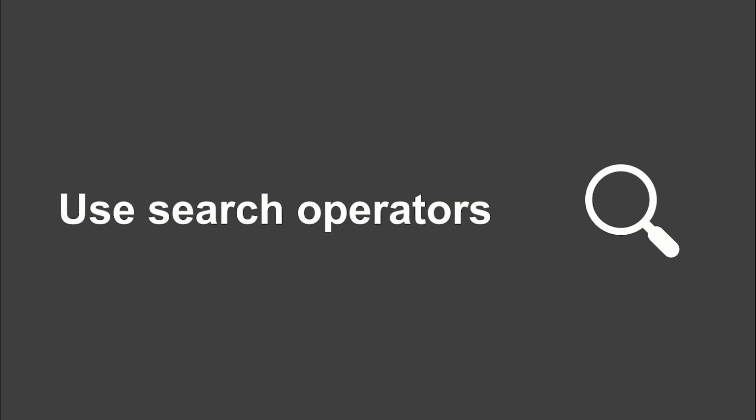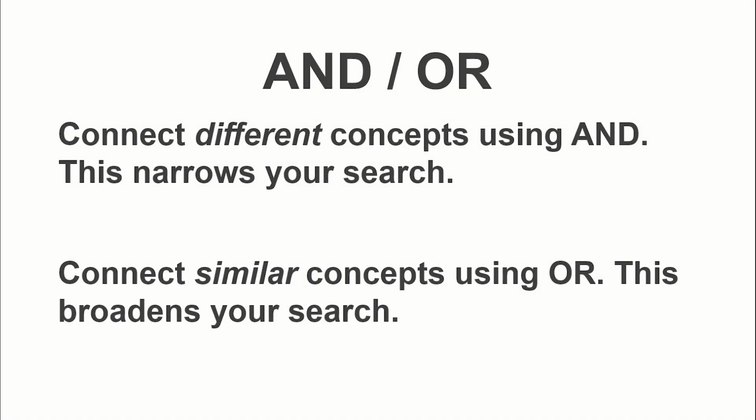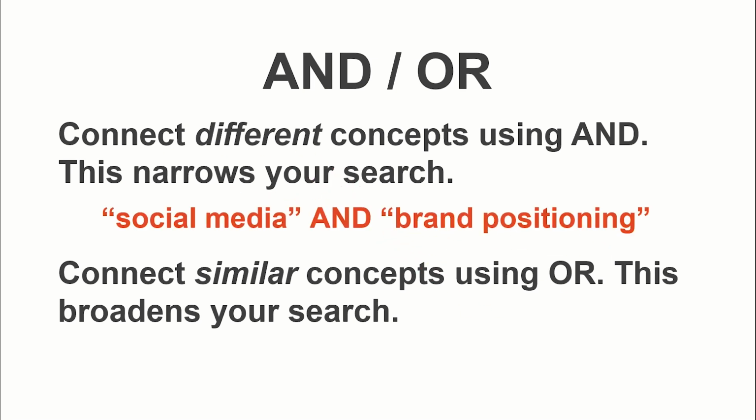Now that we've decided on some search terms, you need to connect those terms with what we call search operators. These are connecting words that help databases to understand what we want to look for. AND is the operator that we use to connect different concepts. This will go between our key concept ideas. It's telling the database to search for articles containing both social media and brand positioning.